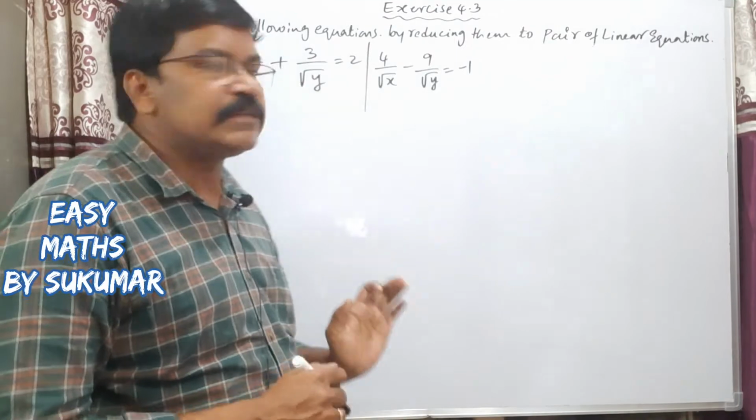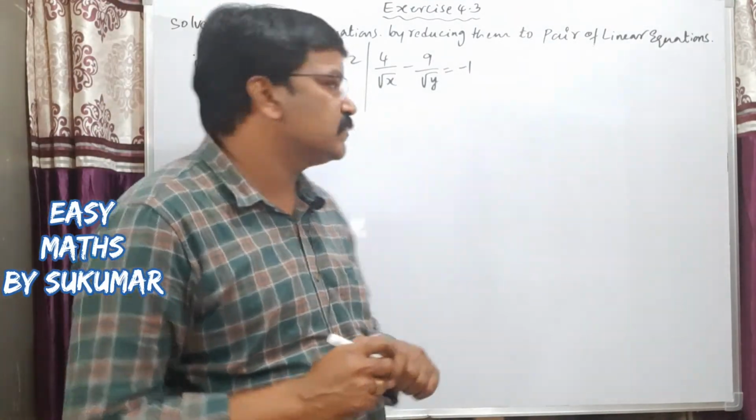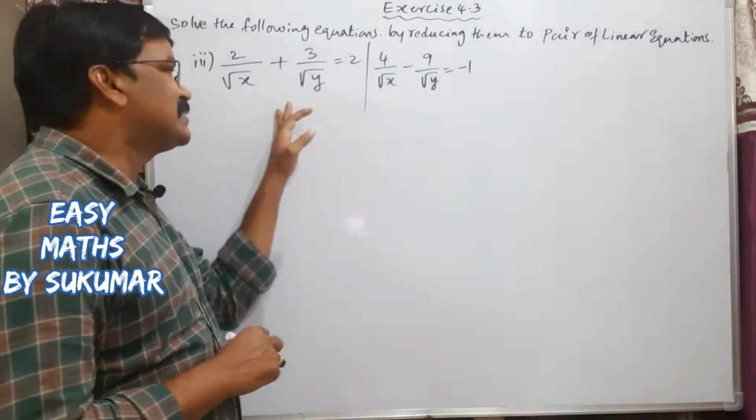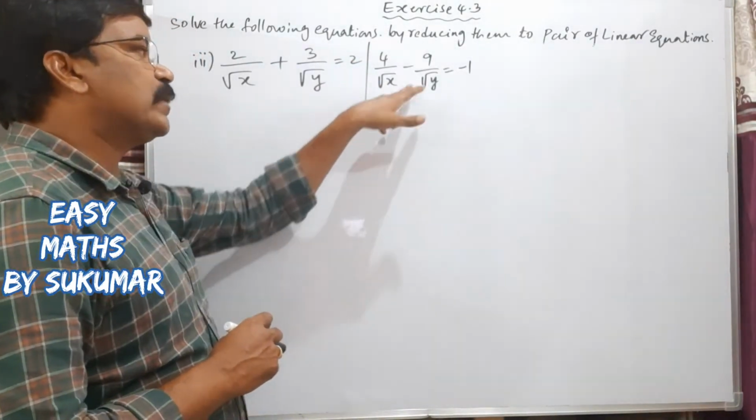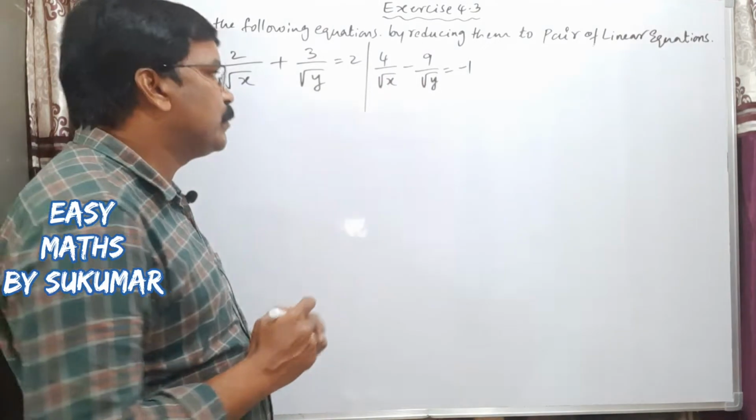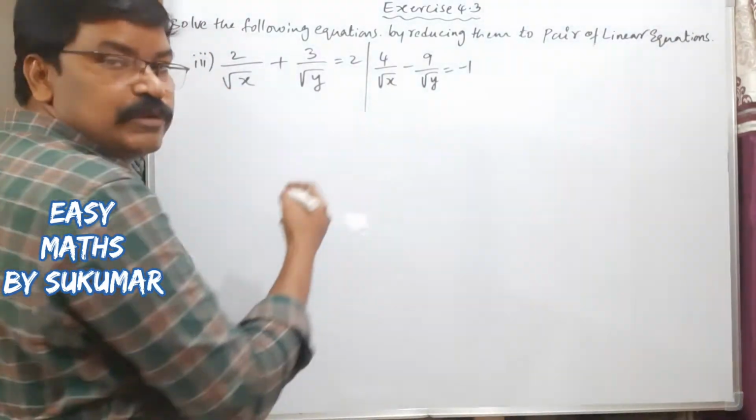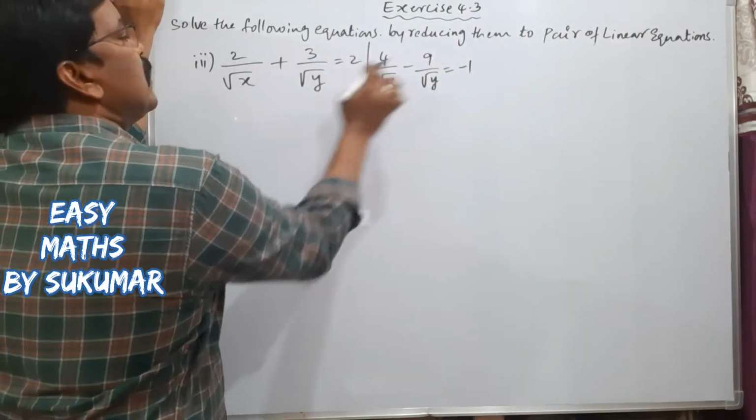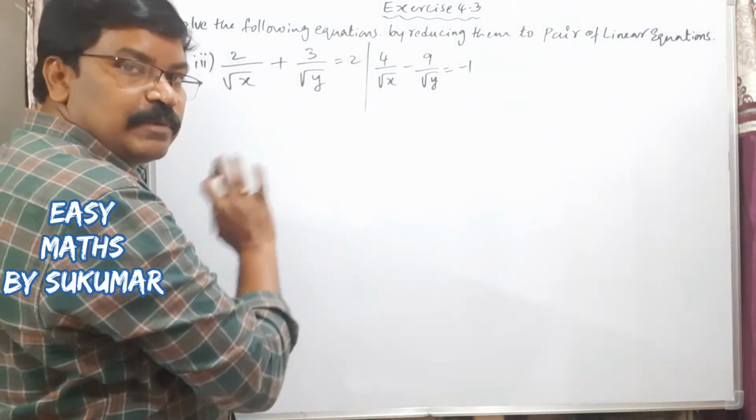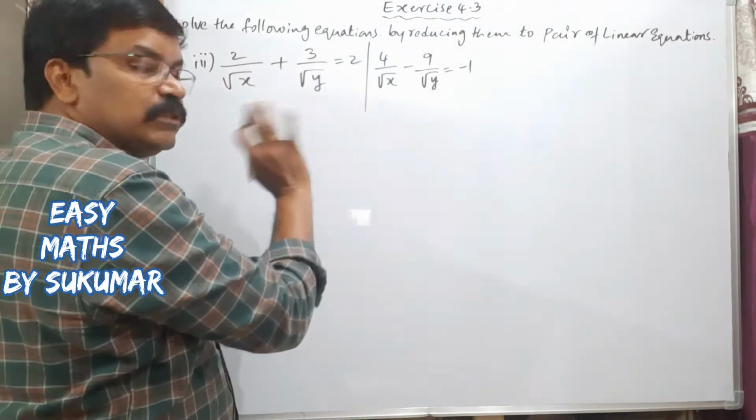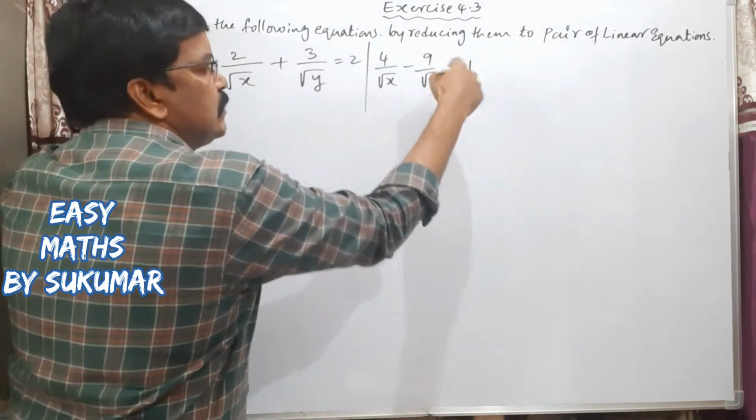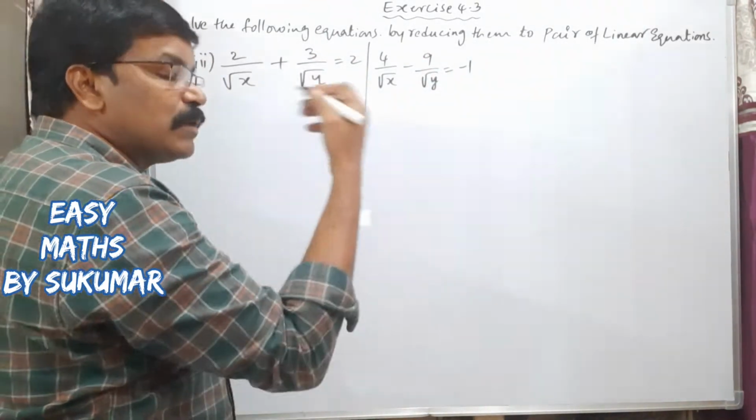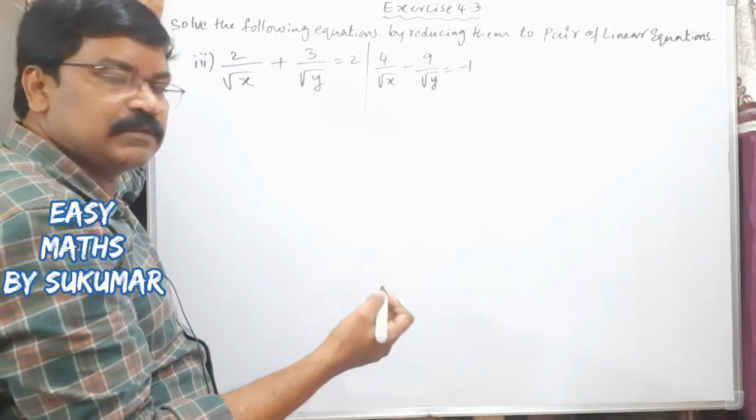Coming to the third bit in this first set: 2 by root x plus 3 by root y is equal to 2, and 4 by root x minus 9 by root y is equal to minus 1. Here, my dear students, 1 by root x is common in both the equations. Similarly, 1 by root y is common, that means 3 into 1 by root y here and 9 into 1 by root y here.